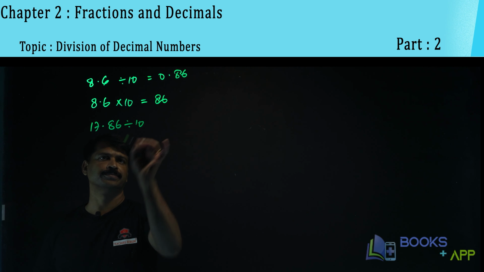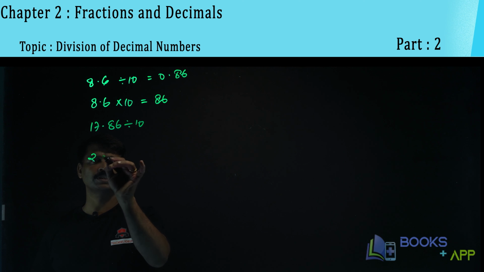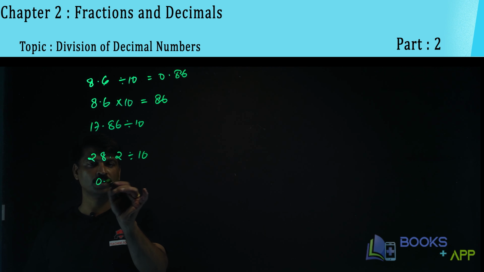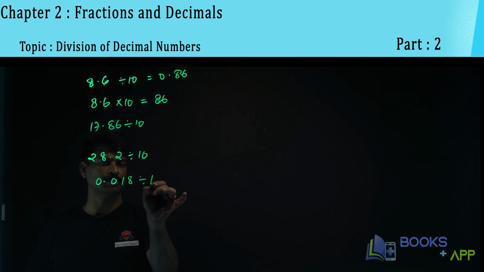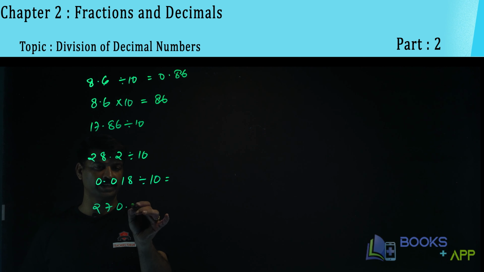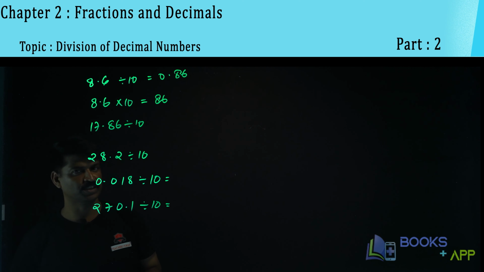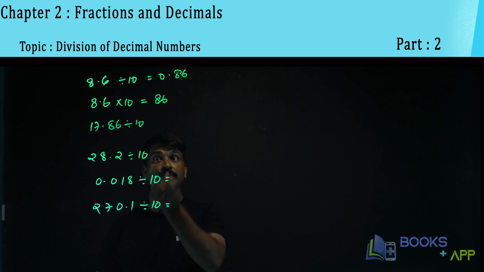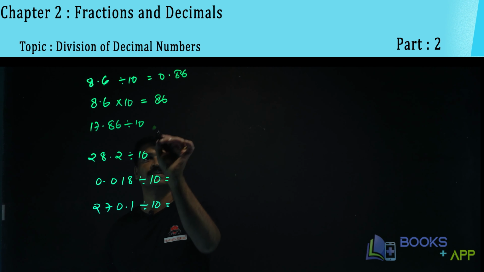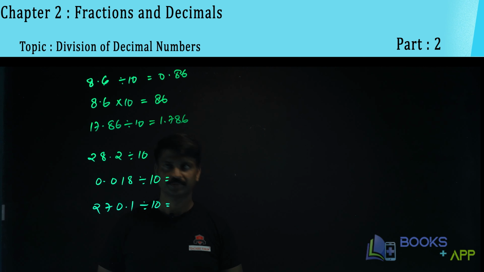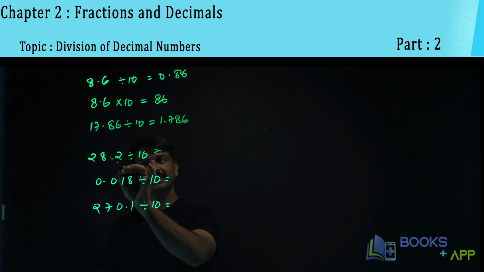17.86 divided by 10, or 28.2 divided by 10, 0.018 divided by 10, 270.1 divided by 10. Can you tell me what is the answer? When you multiply by 10, this point will jump here. When you divide by 10, this point will jump 1 point to the left. So what is the answer? 1.786. What is the answer here? When you divide by 10, this point will jump 1 point to the left.